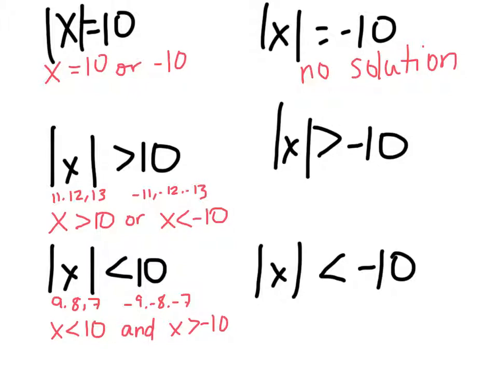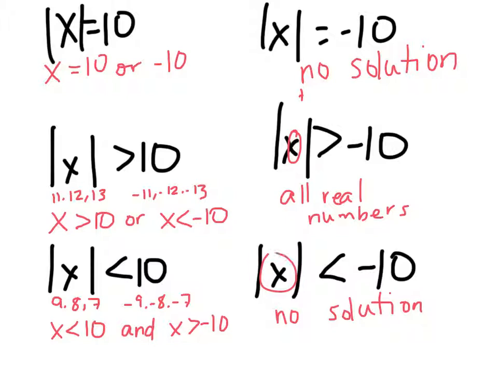Now let's look at these other two, when the absolute values are greater than or less than a negative. This is where we just have to use some common sense. If the absolute value of x is greater than negative 10, then x can be anything. This is all real numbers, because when we take the absolute value of anything, it becomes a positive, and any positive number is greater than negative 10. This other one is the opposite. The absolute value of x is less than negative 10. Well, that has no solution, because the absolute value of x is always going to be positive, and a positive number can never be less than negative 10.